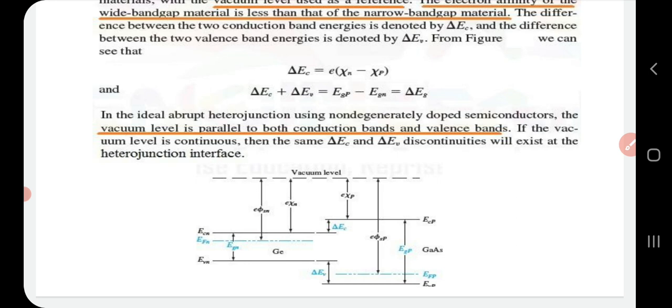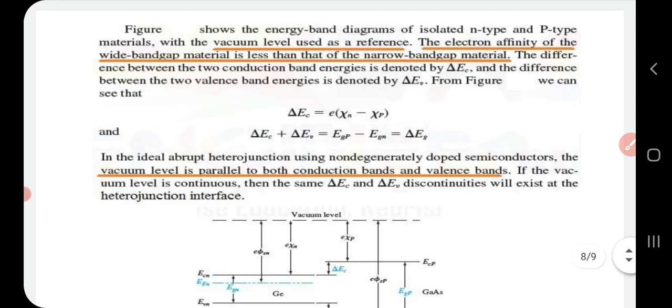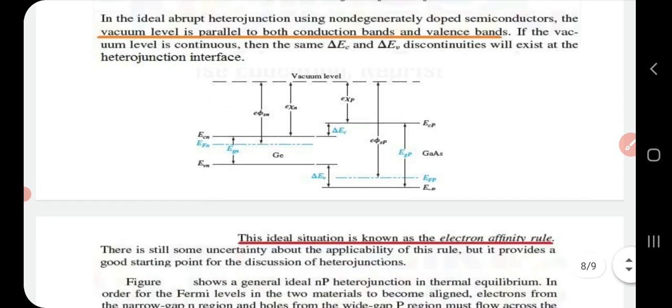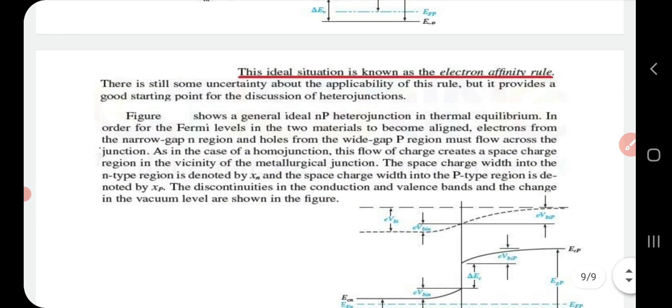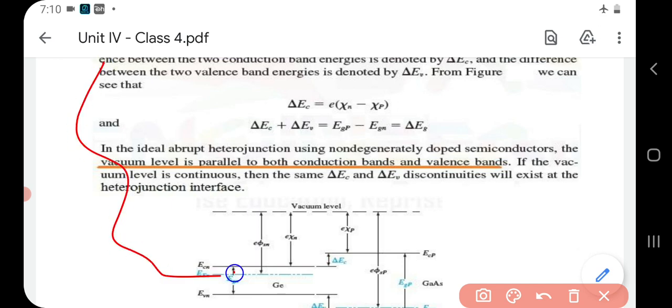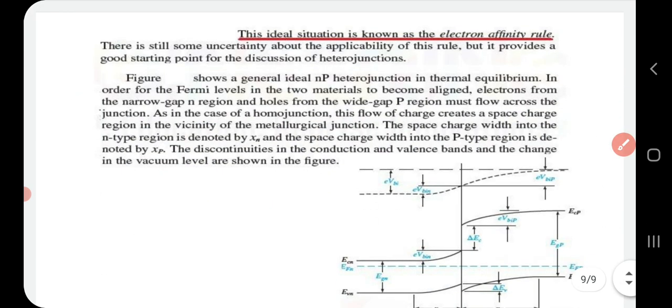In an ideal heterojunction using a non-degenerately doped semiconductor, the vacuum level is parallel to both the conduction band and valence band. If the vacuum level is continuous, then delta EC and delta EV discontinuities will exist at the heterojunction interface. These are a few characteristics. So study those portions that are underlined. If you want, you can draw this figure also. Now this ideal situation is known as the electron affinity rule. So if you are asked a question like what is the electron affinity rule, then you have to mention this slide along with this figure. Right up to this much is called the electron affinity rule.